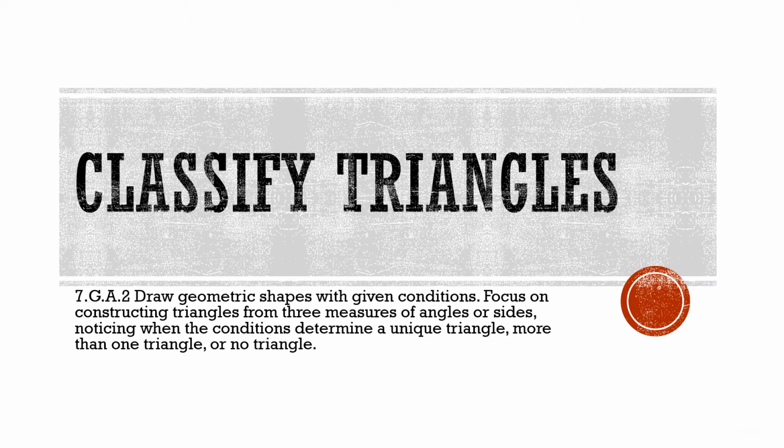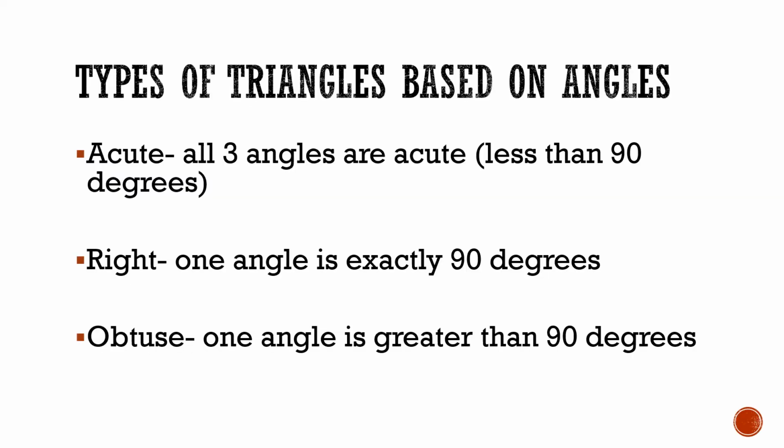So today we're going to work on classifying triangles. This addresses standard 7 GA2. We will look at classifying triangles based on their angles and on their sides. So on this first slide here, it says types of triangles based on angles. So we can have an acute triangle, which is where all three angles in the triangle are acute, or in other words, less than 90 degrees. We can also have a right triangle where exactly one angle is 90 degrees. And then we can have an obtuse triangle, which is where one angle is greater than 90 degrees.